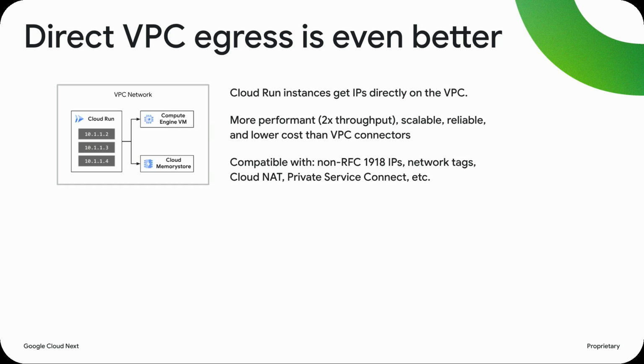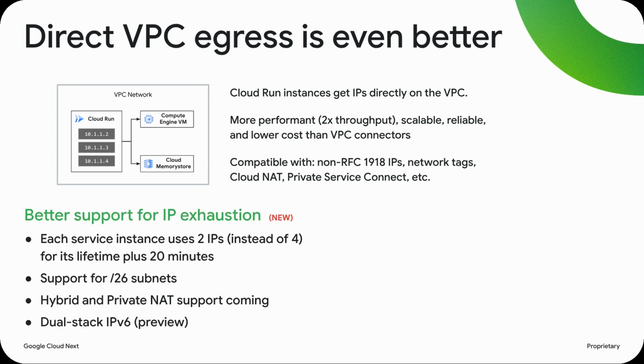Direct VPC egress is Cloud Run's built-in VPC networking solution, where your Cloud Run instances get IP addresses directly on the VPC. It's faster, more scalable, more reliable, and lower cost than the previous solution. And this year, direct VPC egress now has better support for IP-constrained environments. Your Cloud Run services now use half as many IP addresses as before. And we support smaller subnets, and support for hybrid and private NAT is coming soon.